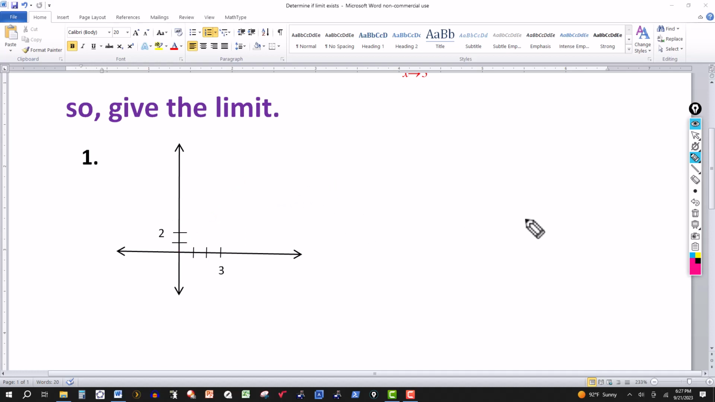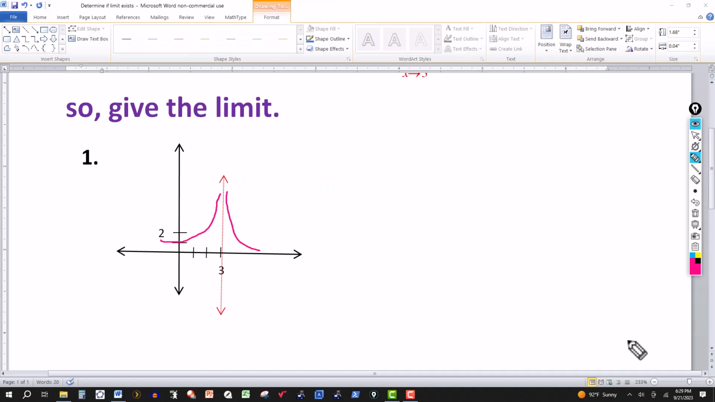Now for the last one here, we have a vertical line, and this is supposed to be x equal to 3. So that means the graph cannot cross the vertical line. So it approaches it from each side. It approaches positive infinity from each side. But that doesn't give you an actual value or a number for the limit. So again, we say no limit exists.